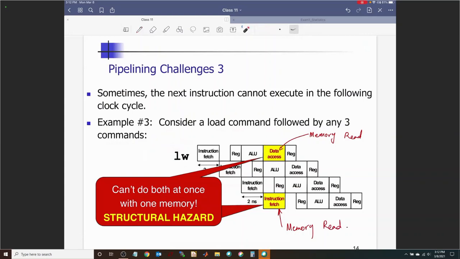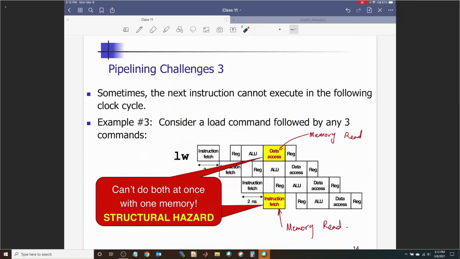Now, if your instruction memory and data memory are separate, then you don't have a problem. However, if they are the same memory, then how are you going to be able to do a memory read of two different locations at the same time? Cannot happen, right? Because two different reads require two different addresses you want to be able to read at the same time. So that will be in contention. That is called structural hazard.